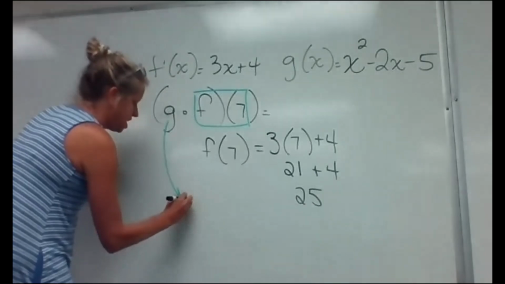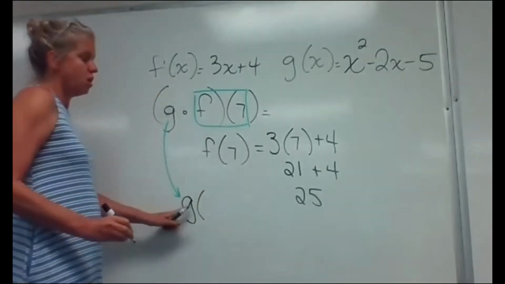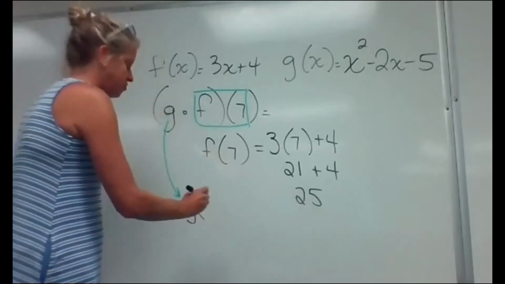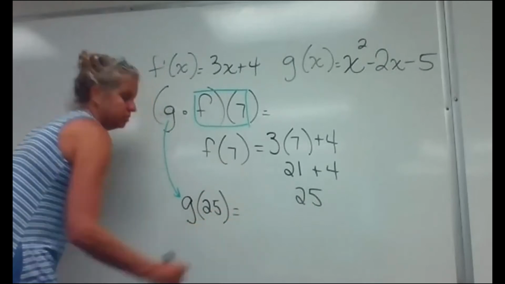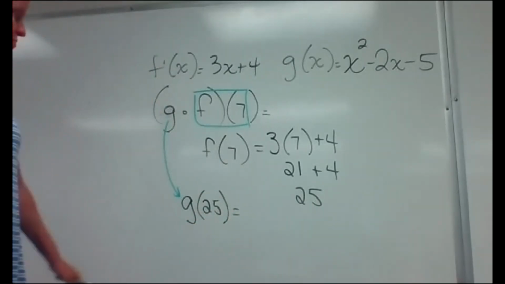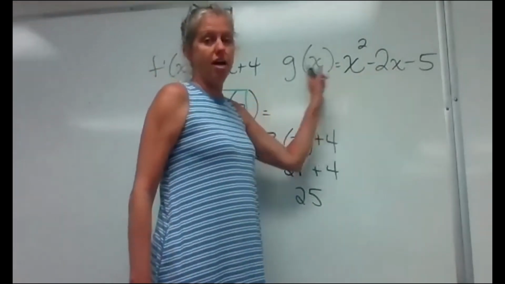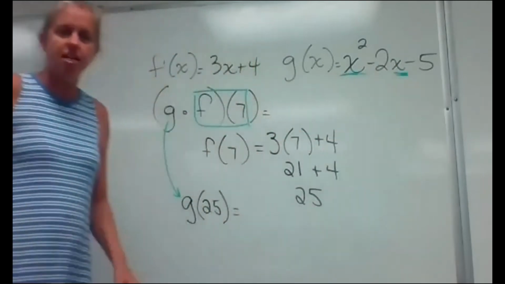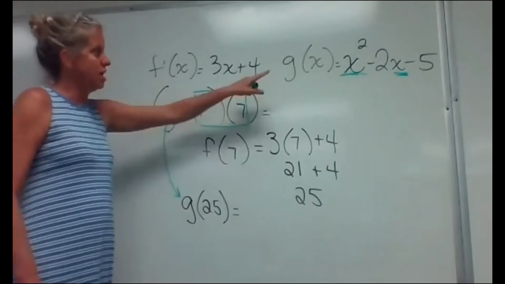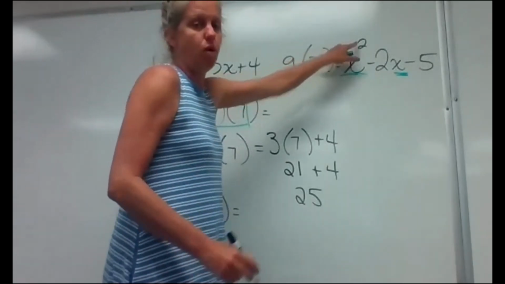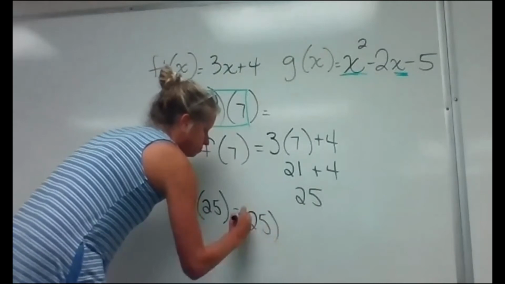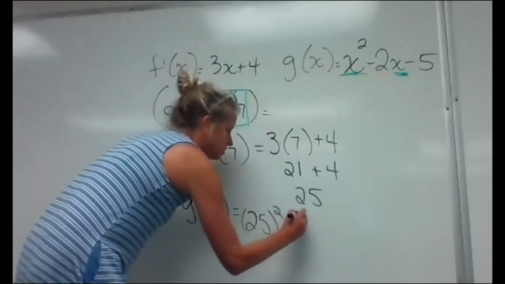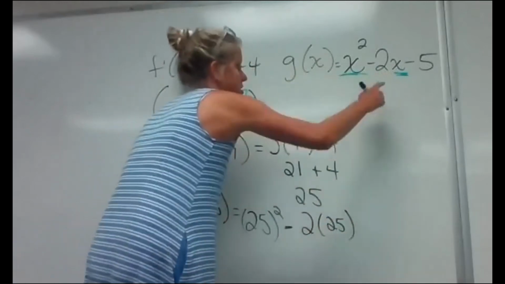So halfway there, because now whatever is in the front here comes down, and you're going to find g of whatever the first part of the solution was. So I'm finding g of 25, which tells me to go to my g function and replace its x's, right? Since there's multiple x's, x's with 25s. So when I do that, I'll have 25 squared minus 2 times 25 minus 5.